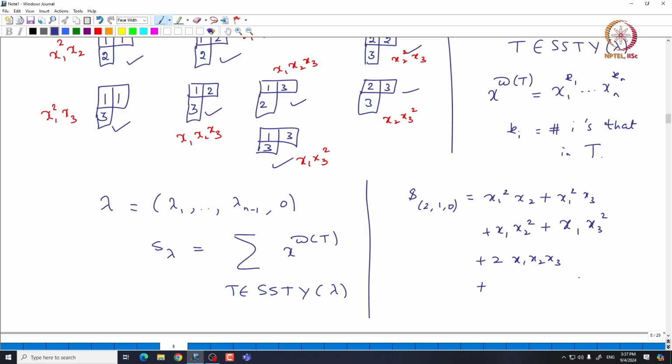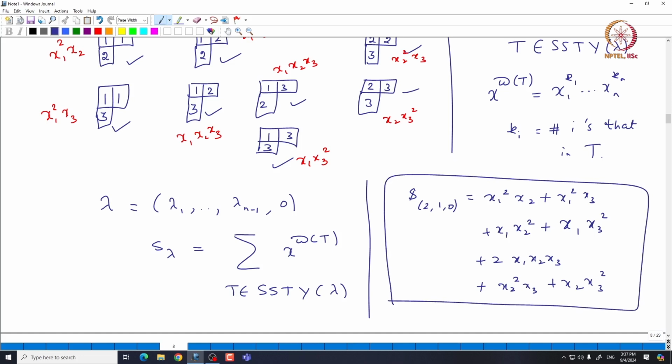So, now I have written 6 terms. What remains is x2 square x3 plus x2 x3 square. Now you can easily see that these are all symmetrically arranged. So, this is indeed a symmetric polynomial in these 3 variables x1, x2, x3. This is very clear from this explicit expression.